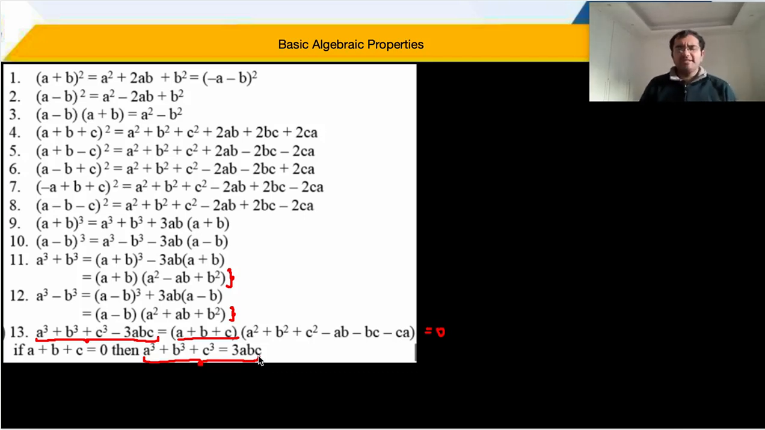Now that the basics are out of the way, linear equations applications becomes the next topic, where we will be given either directly some equations or we will be given some word problems. From the word problems, you have to create or make equations and then solve them. Okay?